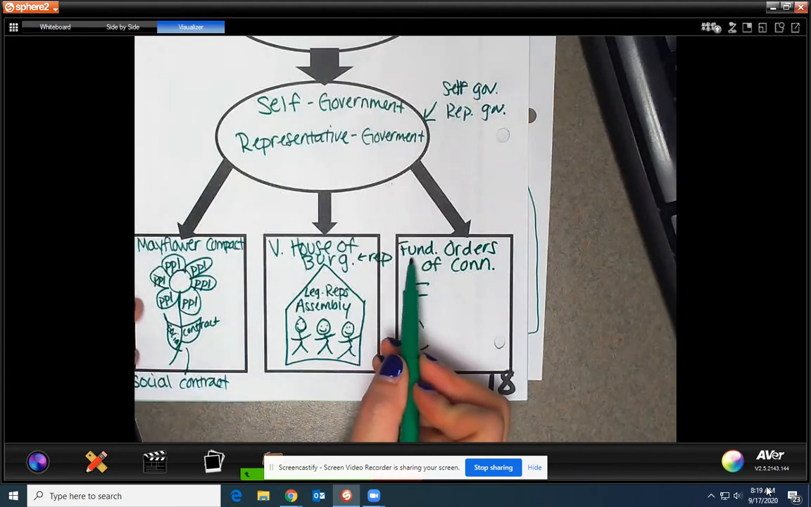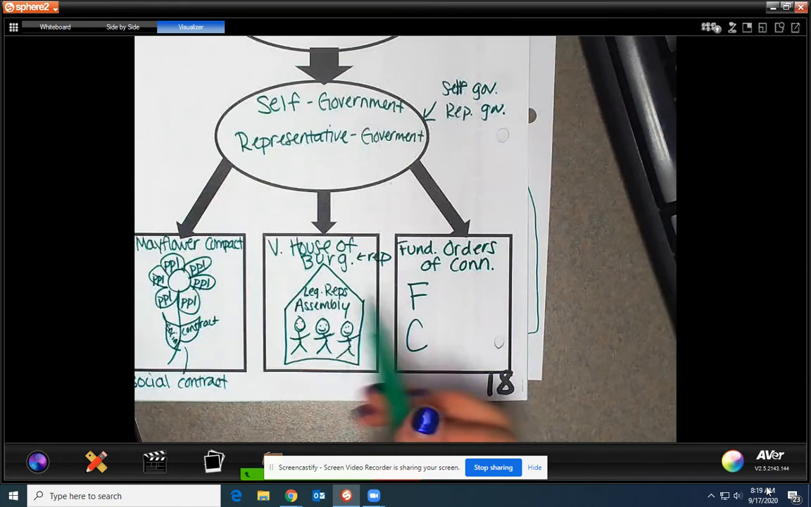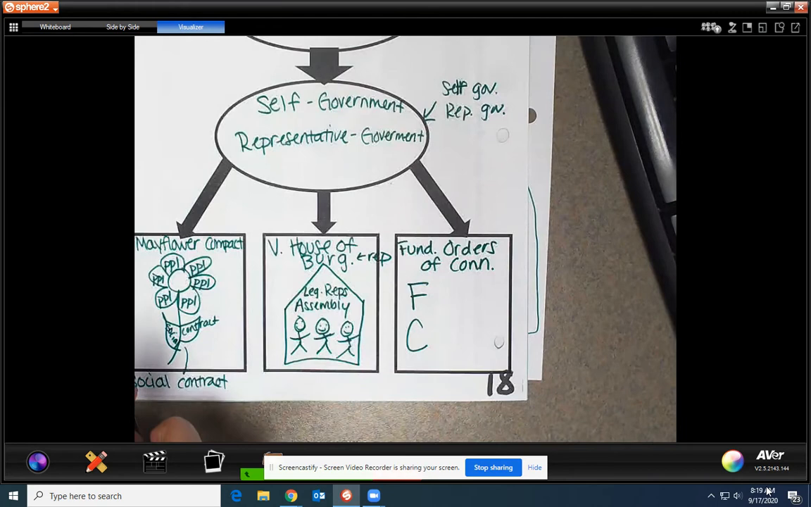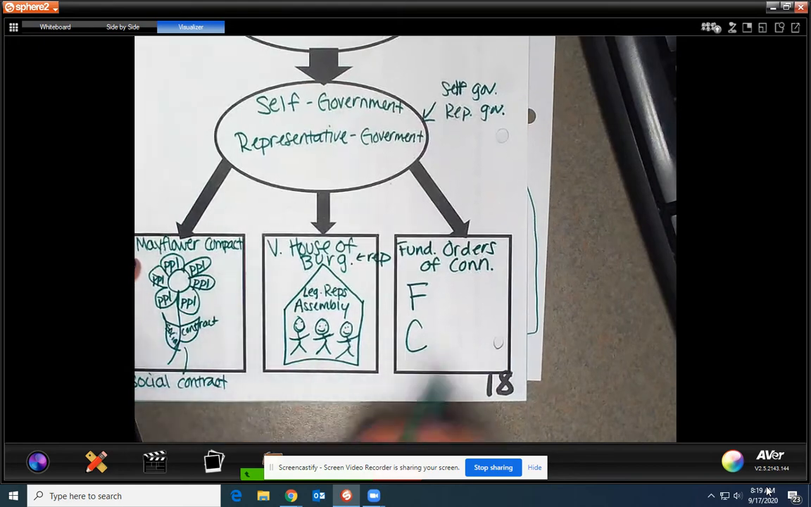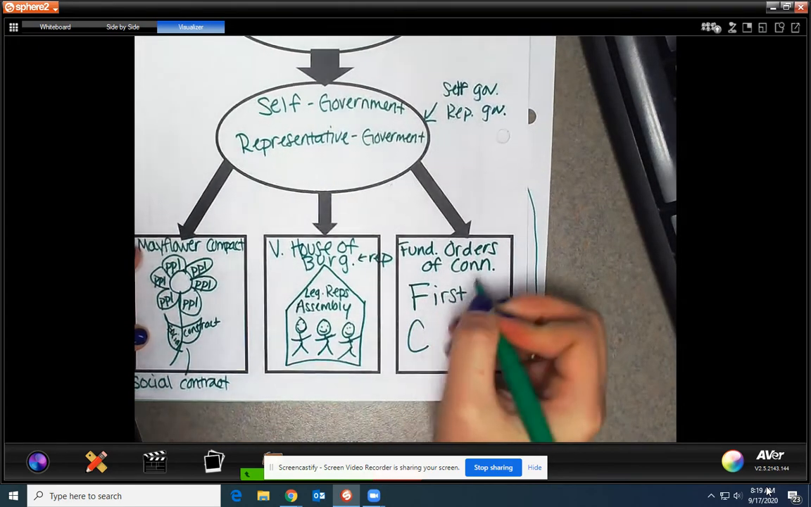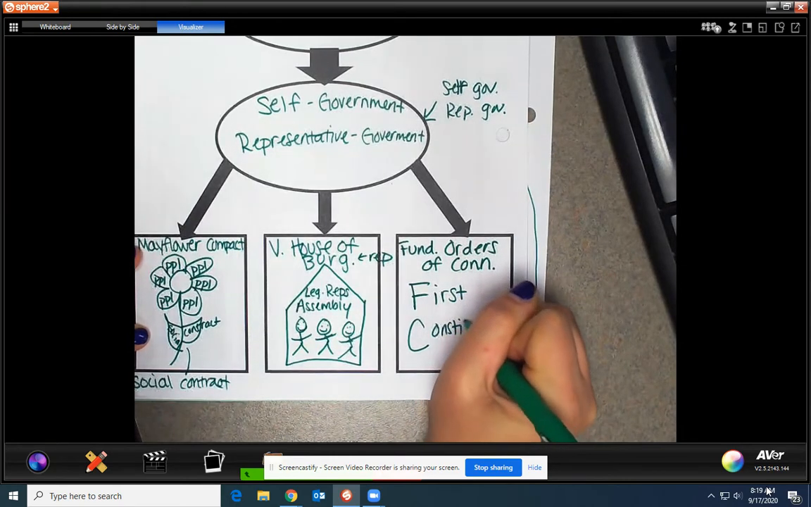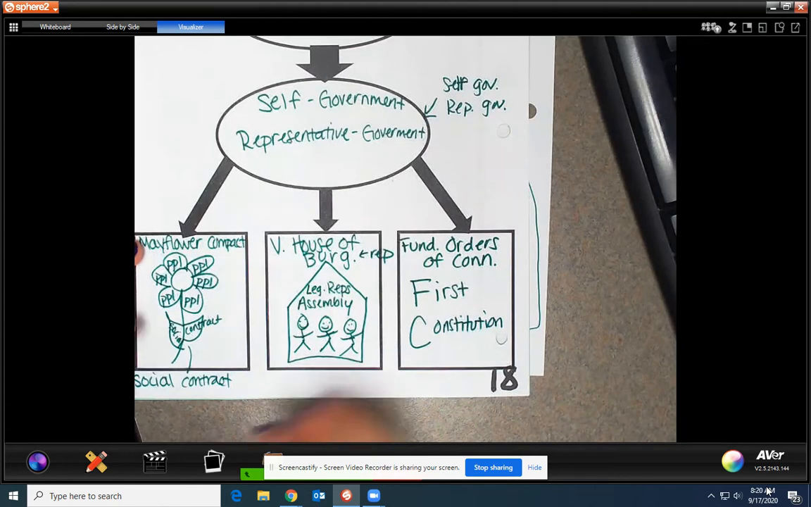And the word fundamental means the basics. They said, we're going to get a piece of paper and write down how many representatives we are going to have. We're going to write down how to elect the representatives, how many we should have, and we're going to put it on a piece of paper and call it something. We're going to call it a constitution. The Fundamental Orders of Connecticut is the first constitution ever to be written in United States history.